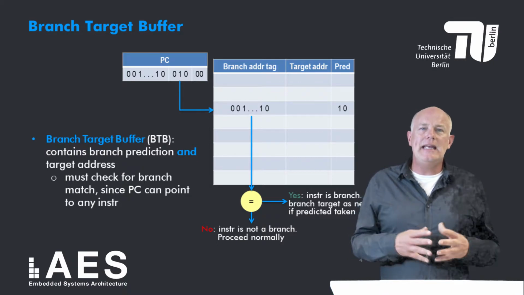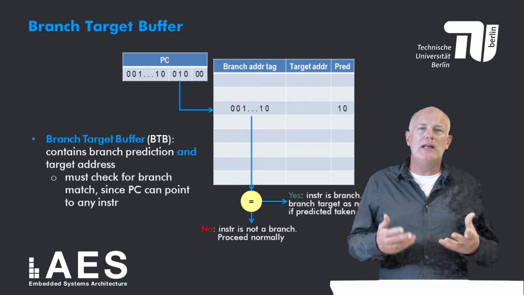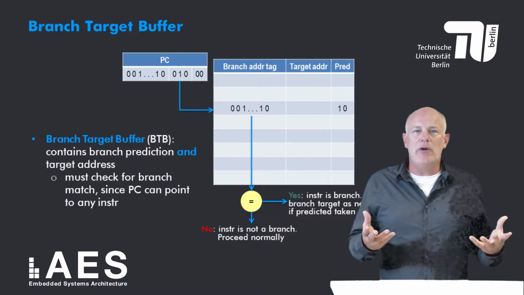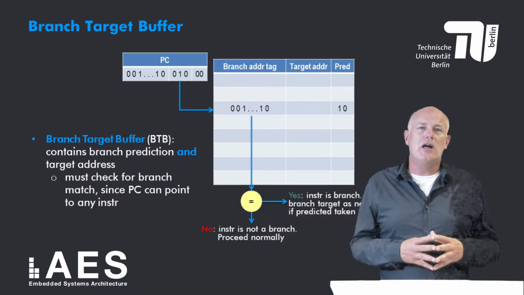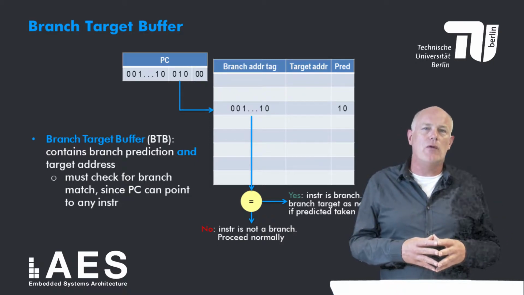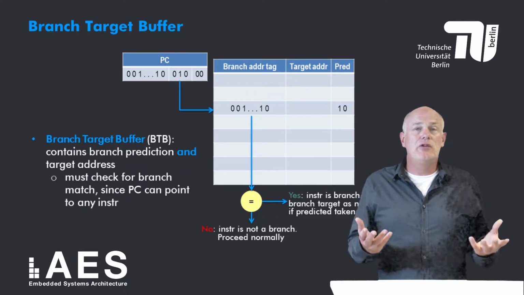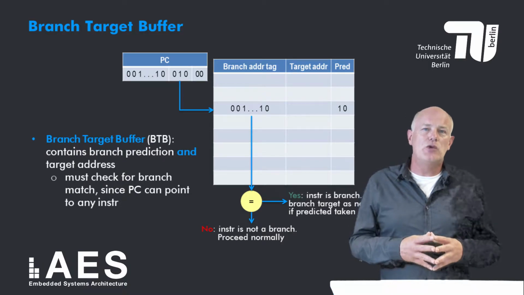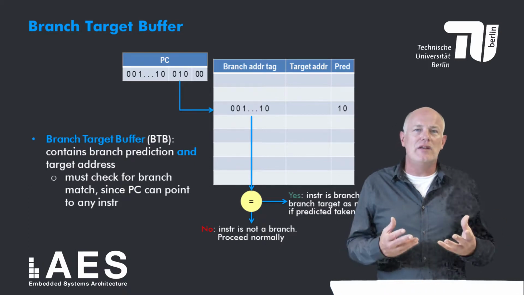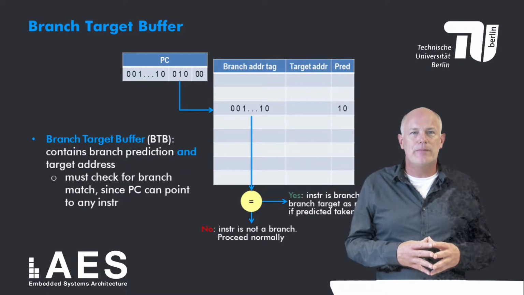As usual, it is indexed by some lower bits from the PC. The tag of the PC is then compared to the tag of the indexed entry. If they do not match, then the instruction is not a branch or it is not contained in the branch target buffer, and we proceed normally with the next instruction pointed to by PC+4. Obviously, only branches are inserted into the branch target buffer. If the two tags match, then the instruction pointed to by PC must be a branch, and the target address stored in the table is used as the next PC, provided of course the branch is predicted taken.